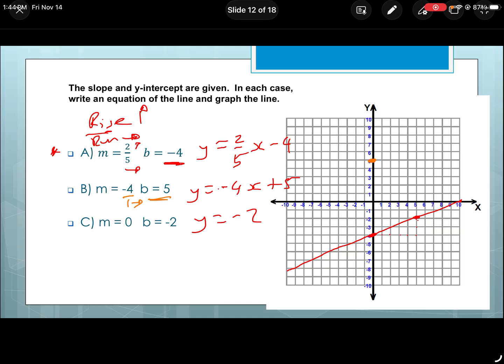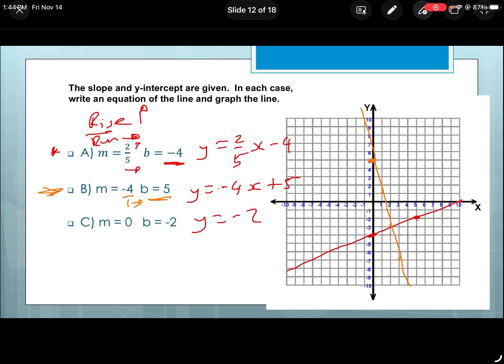Wait, that doesn't make any sense. Up negative 4. Oh, I go down 4. So I go 1 right and down 4. 1, 2, 3, 4. 1 right, 1, 2, 3, 4. And after you've drawn enough points, you can see where your line will be. You draw your line, and you win the day. That's a new saying I've been saying today, isn't it? That's the orange one.